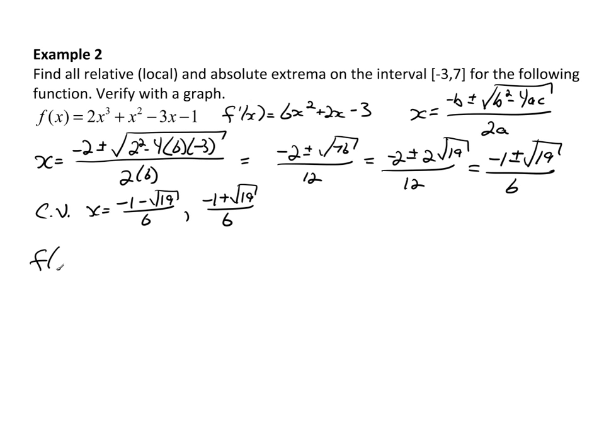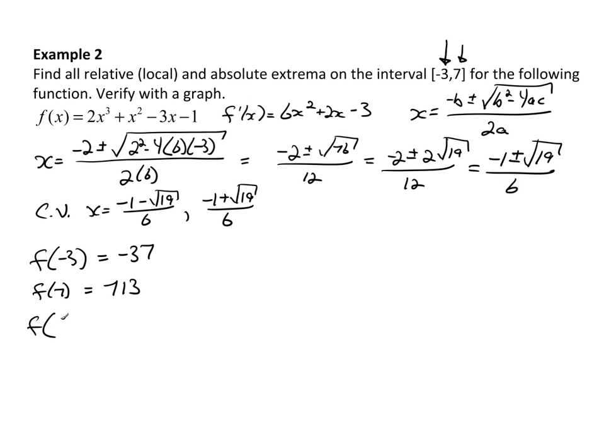So I need to find f of negative 3. Here are my endpoints. Here's the first one. F of negative 3, when I put negative 3 into this function and evaluate it, I get negative 37. F of 7 is 713. So there are my two endpoints. And now I need to check the critical values.